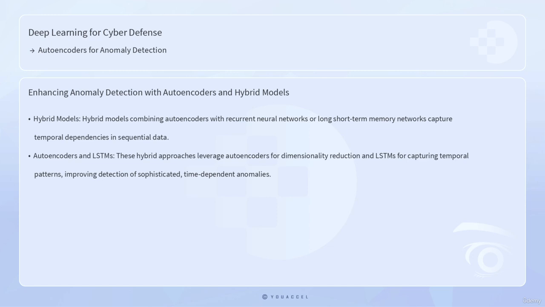These hybrid approaches leverage the strengths of both architectures, with autoencoders handling dimensionality reduction and LSTMs capturing temporal patterns, thereby improving the detection of sophisticated, time-dependent anomalies.